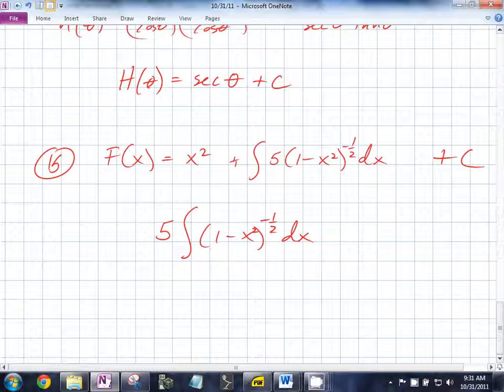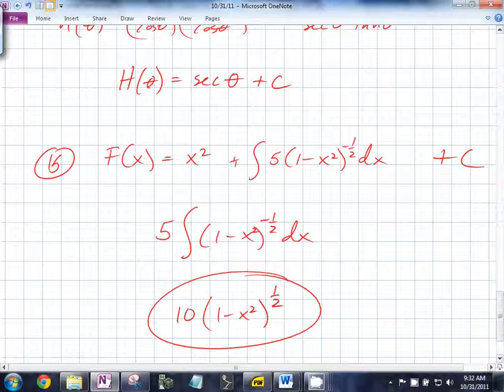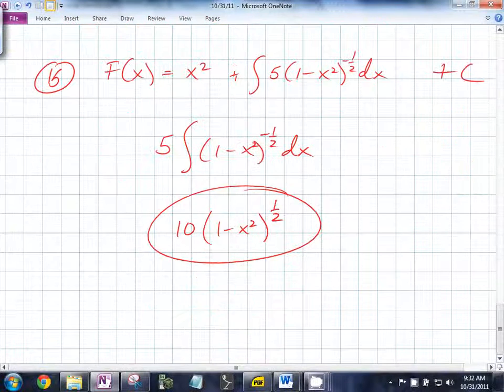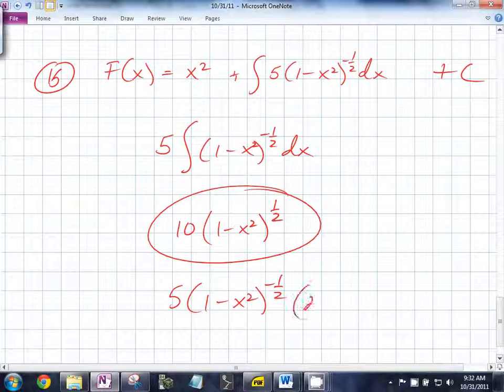It's a problem, right? What might you think the answer is? If you did this, I might say it's like 1 minus x squared to the what? To the 1/2? But then what would you have to put out front? 10. Why 10? To get 5. But if you take the derivative of this, what do you get? You get 5 times 1 minus x squared to the negative 1/2 times what? Times negative 2x, right? Same thing with negative 10x times 1 minus x squared to the... So you almost have it, right?